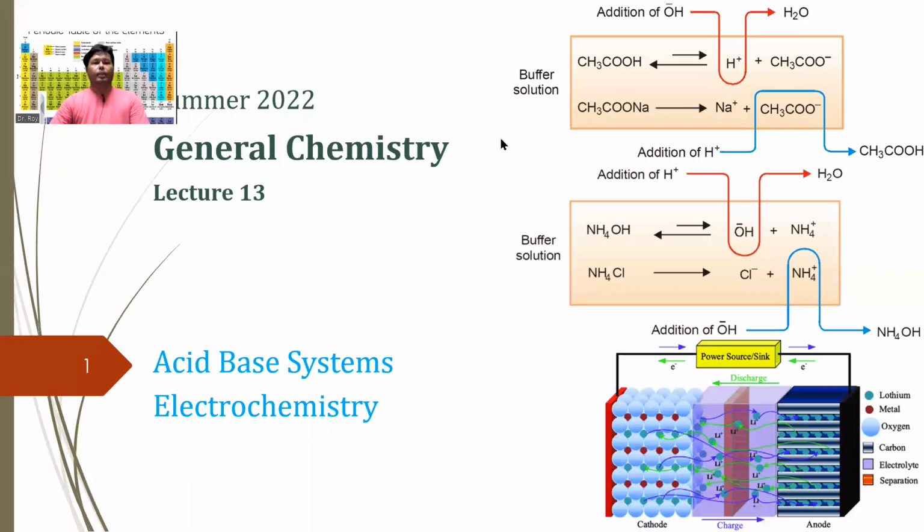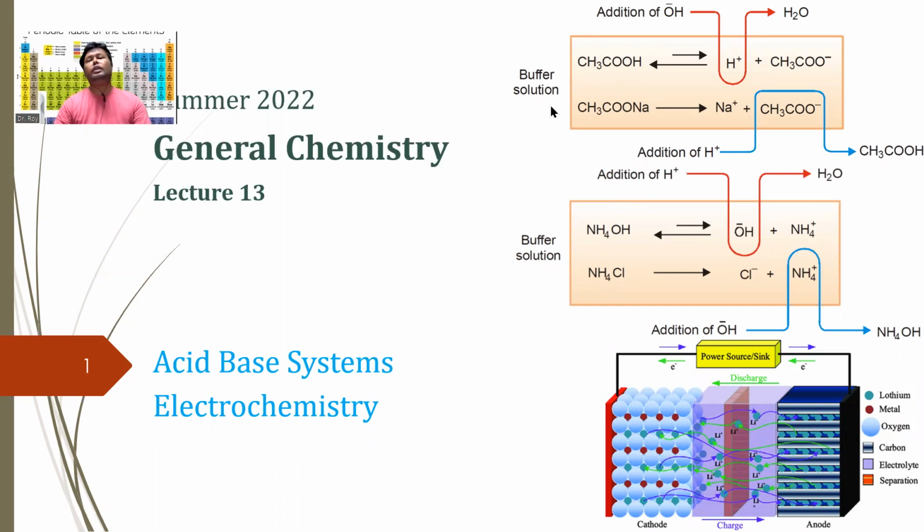Okay, good evening. Today we are going to learn about acid-base systems, electrochemistry, and some cells. Actually, electrochemistry belongs to different types of cells. That means electrochemistry and acid-base systems we will be learning today. And here you can see some different types of reactions.